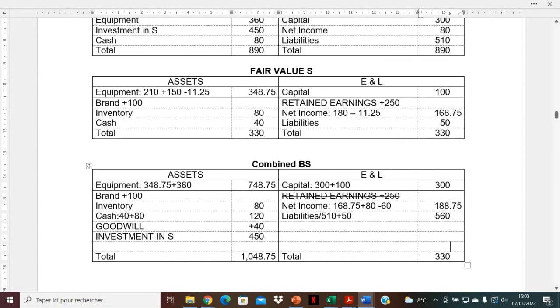Total equipment is not correct. Yes, it should be 708. But yep, now we are good. I checked with my solution to be sure, which is always better than doing this. Okay, and on both sides we have 1048. We should be good. Okay, here we go.